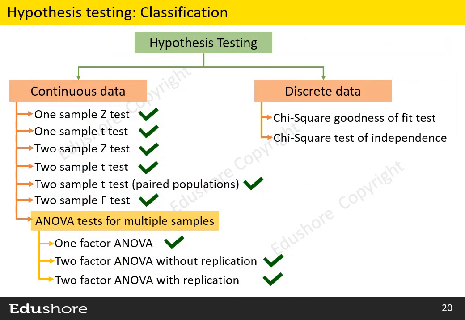We have covered all the hypothesis tests for continuous data. Now, we will look at the first hypothesis test for discrete data, chi-square goodness of fit test.